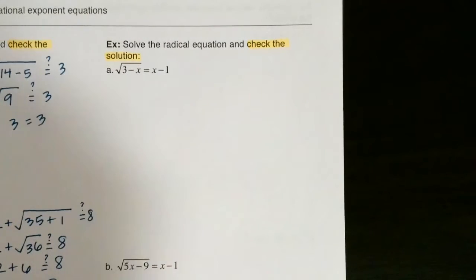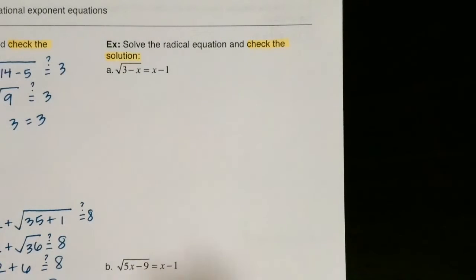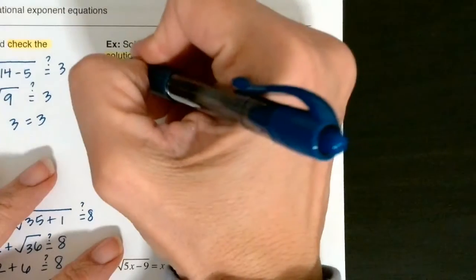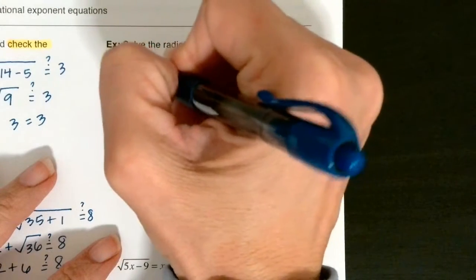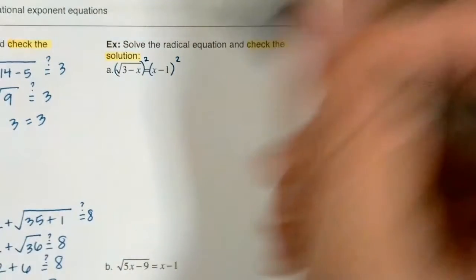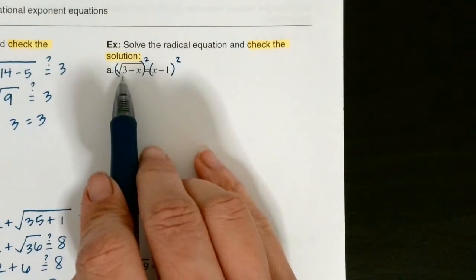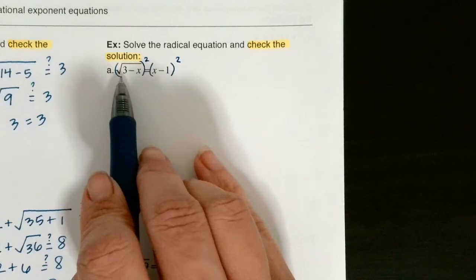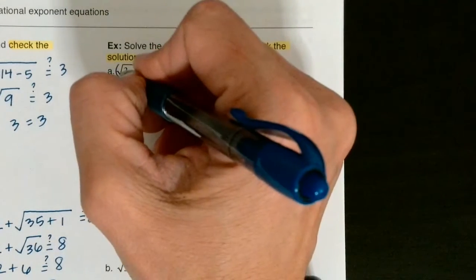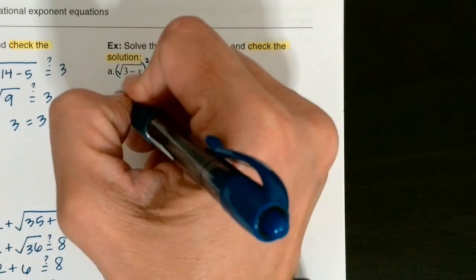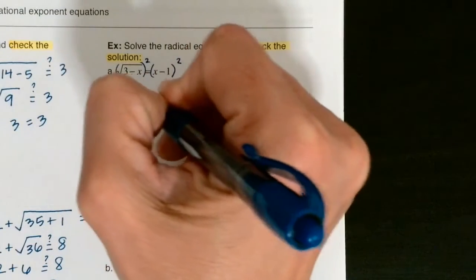They're literally telling you to check your work when they normally don't. So I would always check my work if I saw that one. So I'm going to square both sides here. The reason why I'm going to square both sides is because this radical is isolated. It's by itself. So the square root is undone by the square. So this is just 3 minus x.